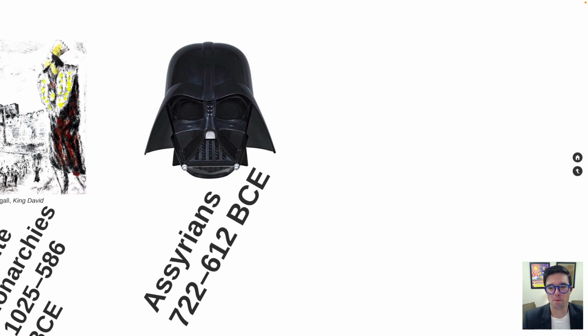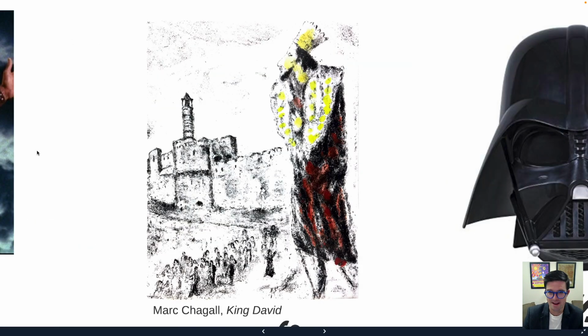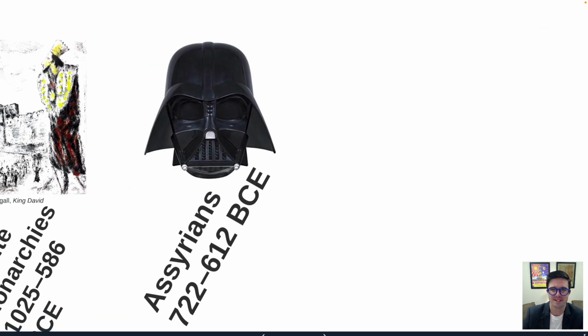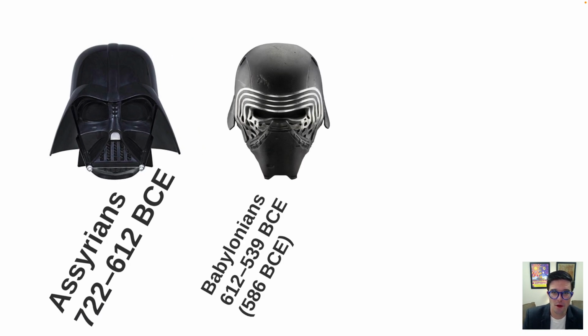So as the trope goes, empires rise and fall. The same is true of the Assyrian Empire. It would not last forever. It fell to an empire that usurped it, and it's going to also be depicted here in villainous form as Kylo Ren's mask.